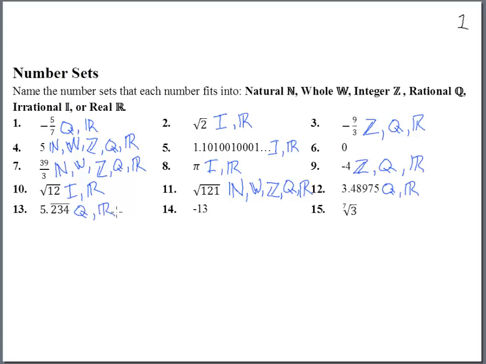and real. Here we have negative 13. It's not natural or whole because it's a negative, so it is an integer, rational, real. And then here, the 7th root of 3. Does any number times itself 7 times give you 3? Certainly not a fraction. It doesn't come out nice, so it is irrational and real.